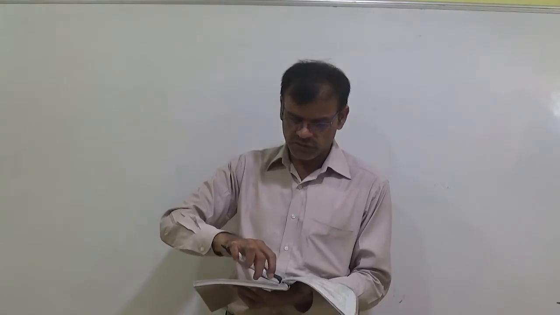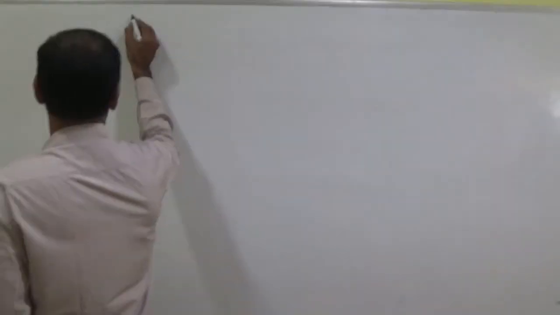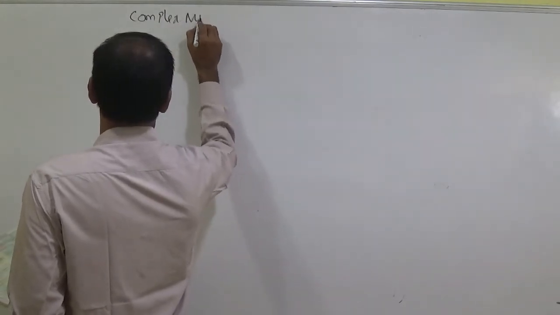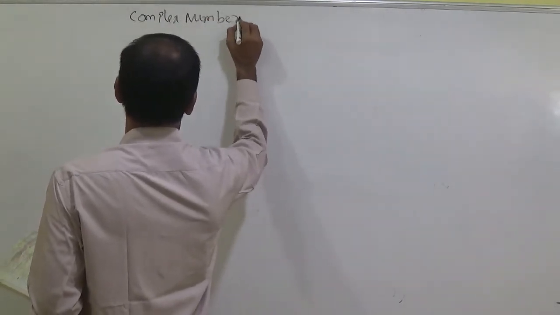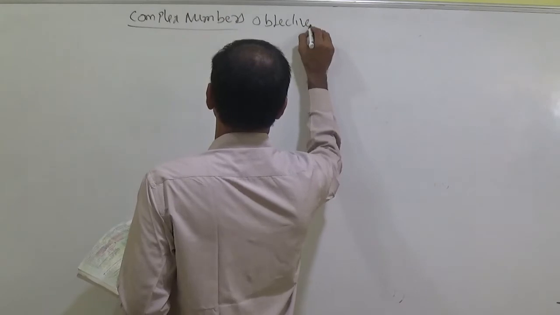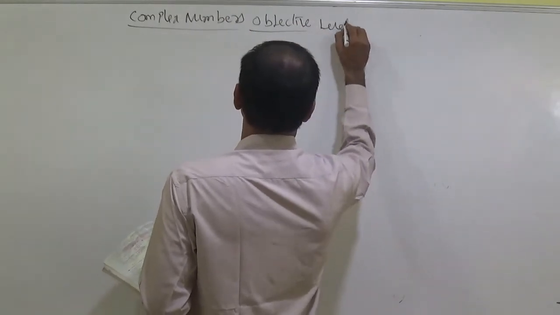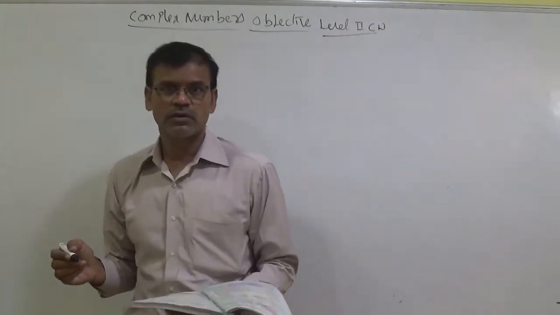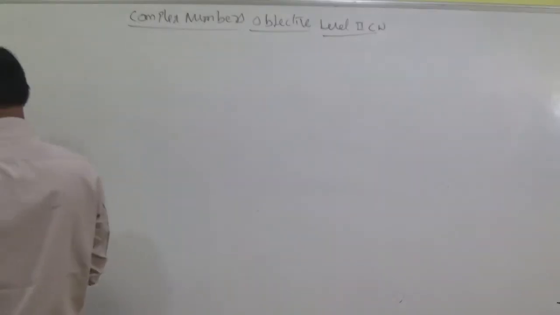Dear students, we are handling the topic complex numbers objective level 2 classwork. In the previous class we discussed 30 questions. Now let us continue from the 31st question onwards.